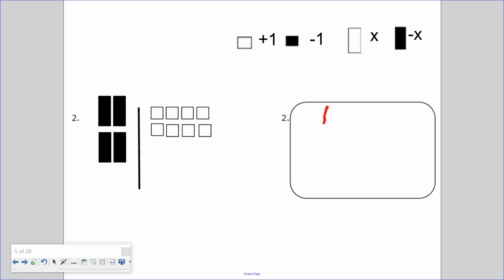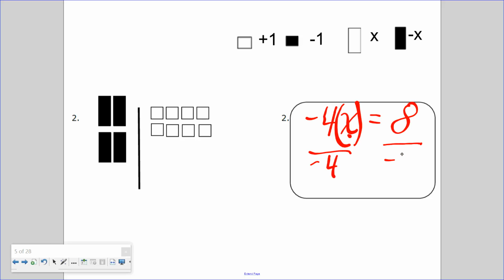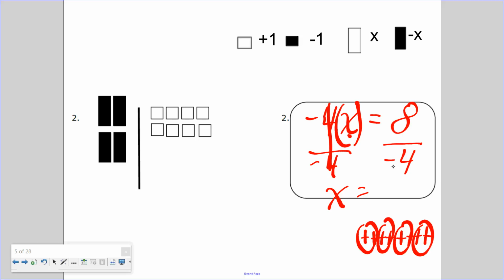Let's show it now algebraically what we just did. So we have negative 4x equals 8. I need to isolate this variable x. Again, this means multiply. What is the inverse operation of multiply? It's divide. We're dividing by what? Negative 4. So this is zero pairs. 8 divided by negative 4. 8 positives, you're dividing it into 4 groups. And you do the opposite, negative 2.